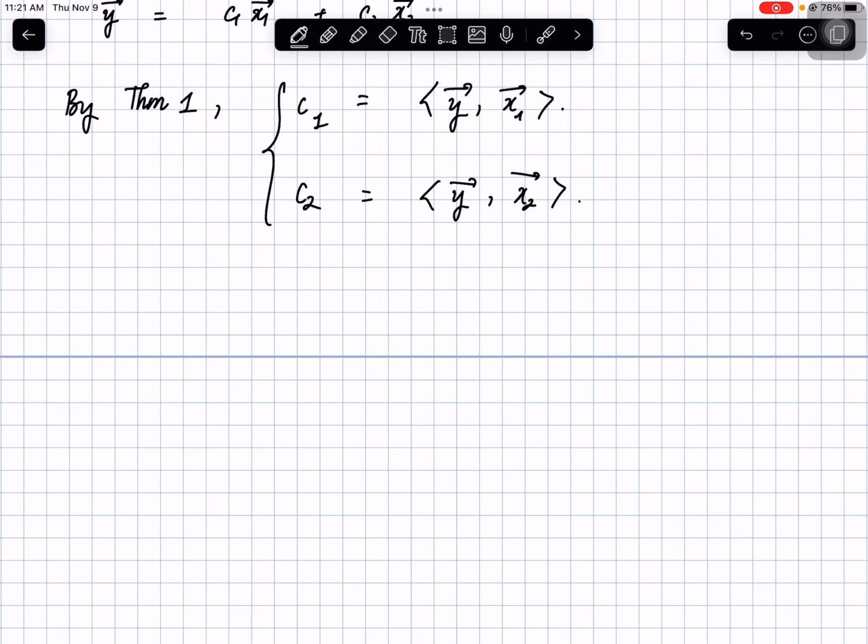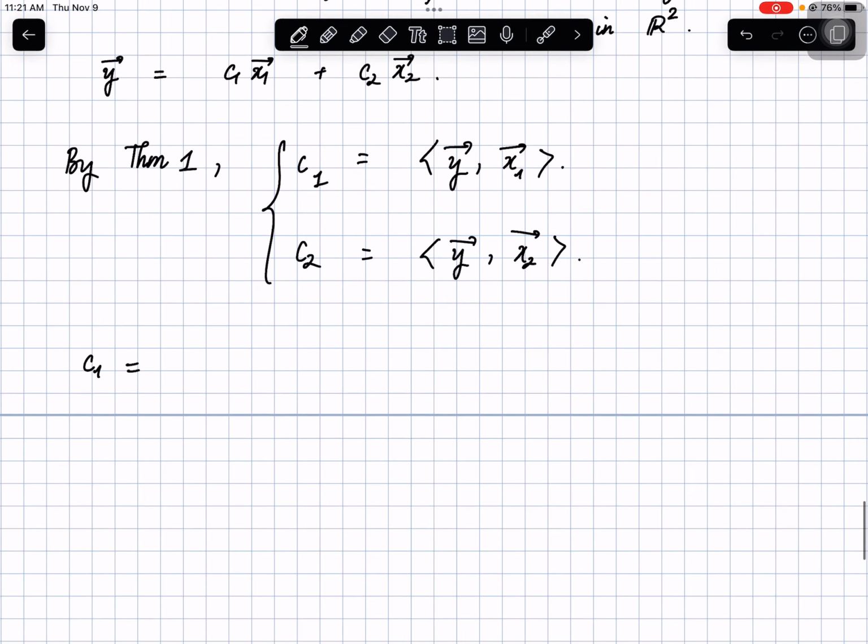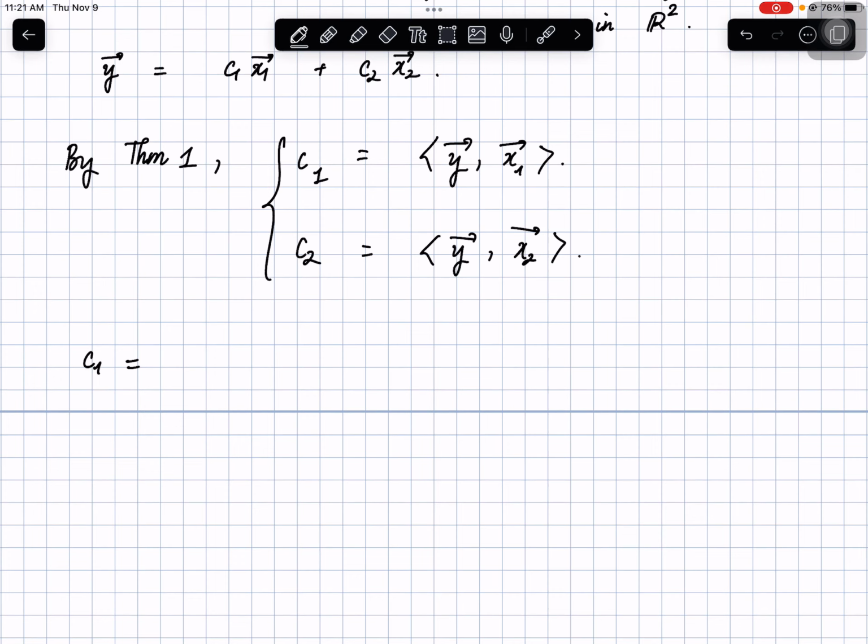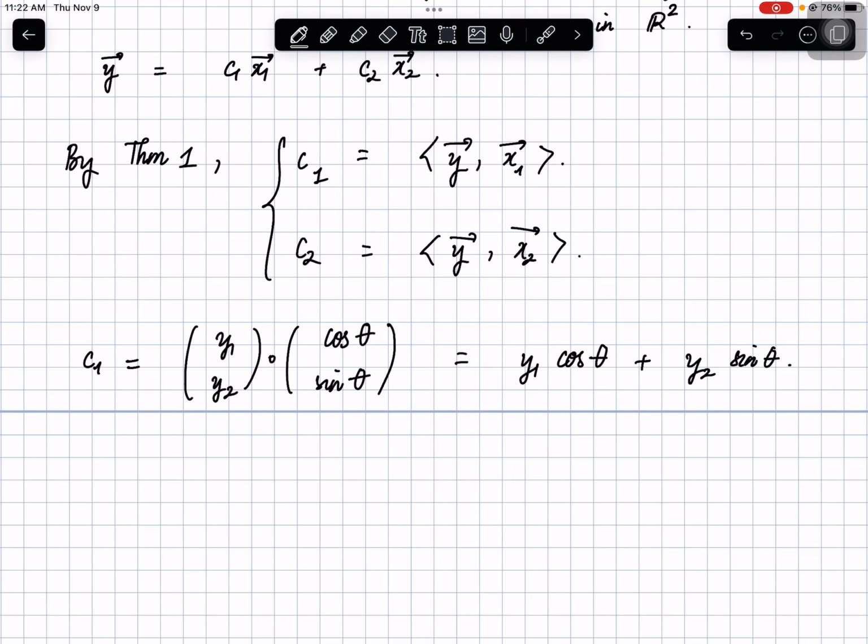So we have C1 equal to, in our case, the dot product of (Y1, Y2) and X1, which is the vector (cosine theta, sine theta). So it's Y1 cosine theta plus Y2 sine theta. That is C1.